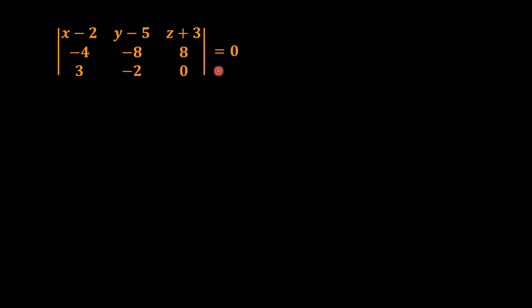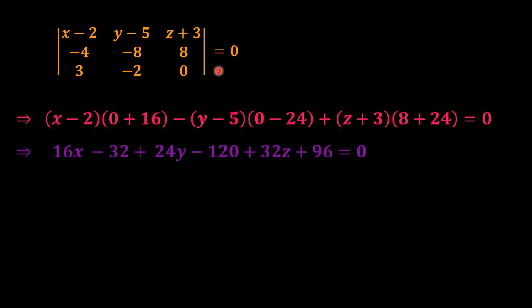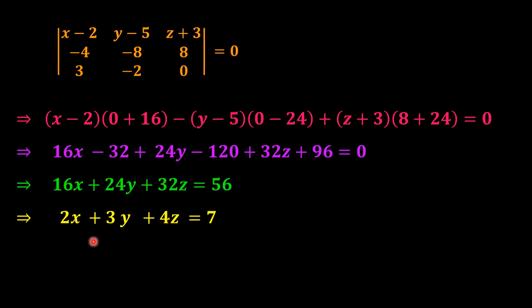Now we simplify further, and after simplification we get the equation of the plane 16x plus 24y plus 32z equals 56. But here we can see in all the terms there is a common factor 8. So we eliminate the common factor, and after eliminating the common factor we get the equation of the plane as 2x plus 3y plus 4z equals 7. So in this way we find the equation of the plane in Cartesian form if 3 non-collinear points are given.